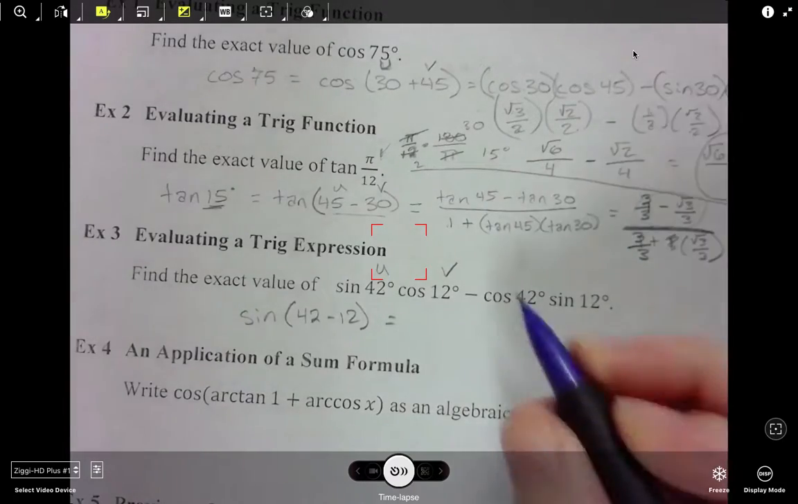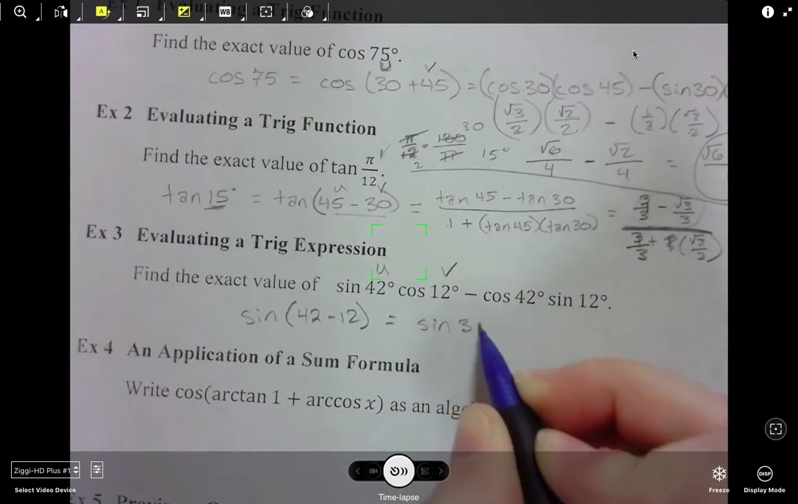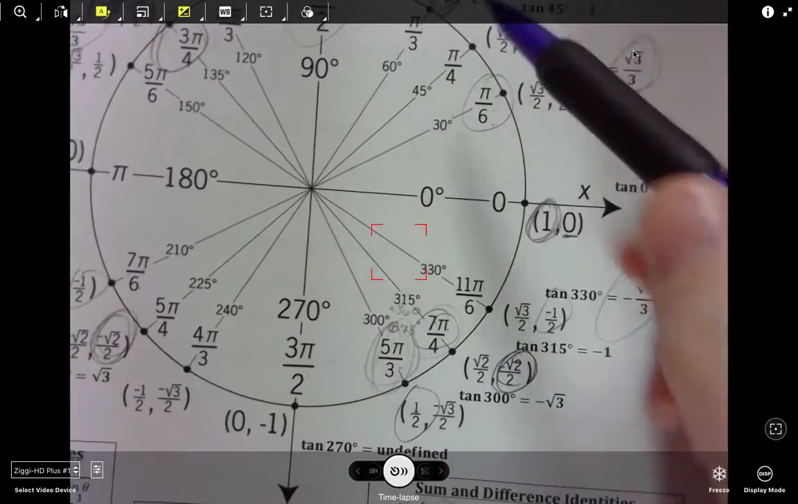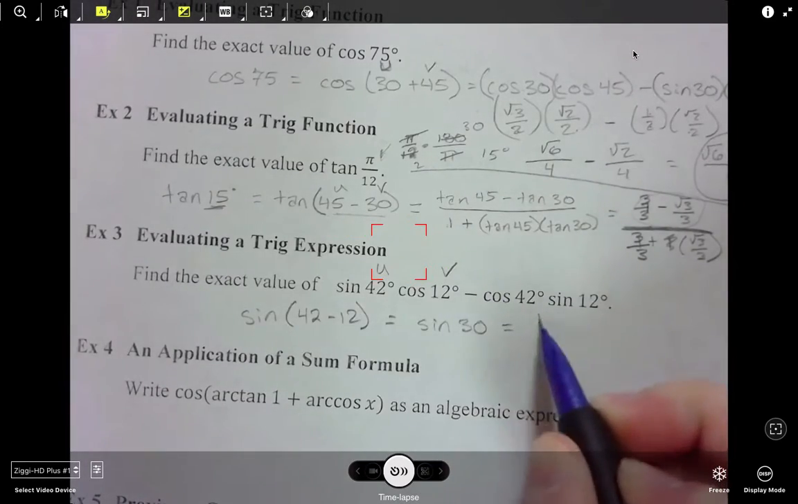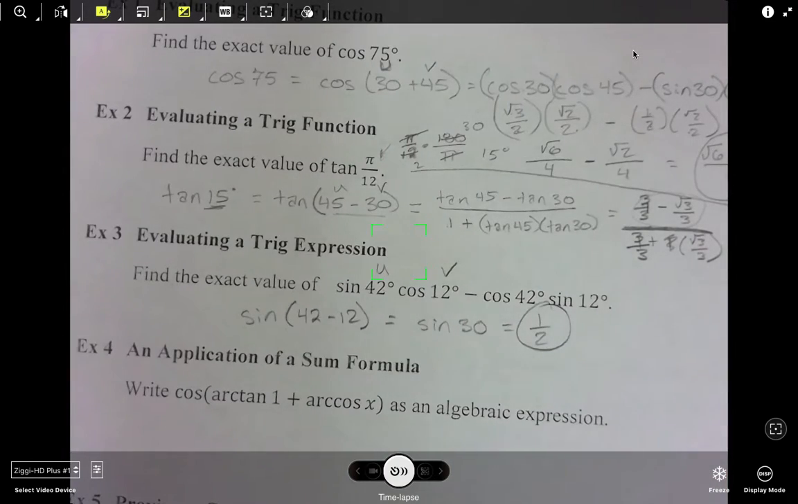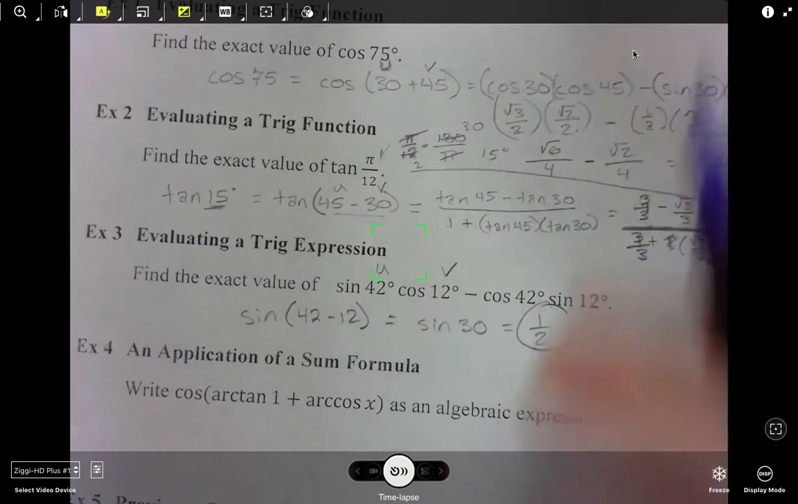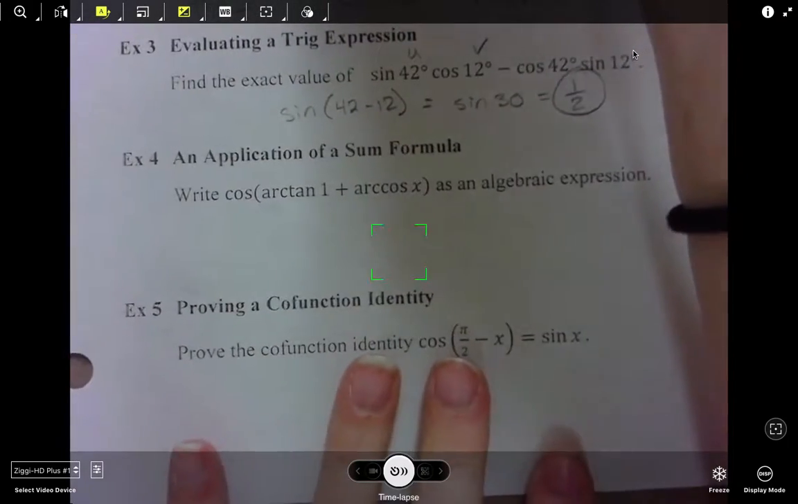Okay, and 42 minus 12 is actually sine of 30 degrees. Well, I know what sine of 30 degrees is. It's the y-coordinate at 30, which is 1/2. There we go. So this one was taking it and putting it back together. Okay. All right. Example 4.